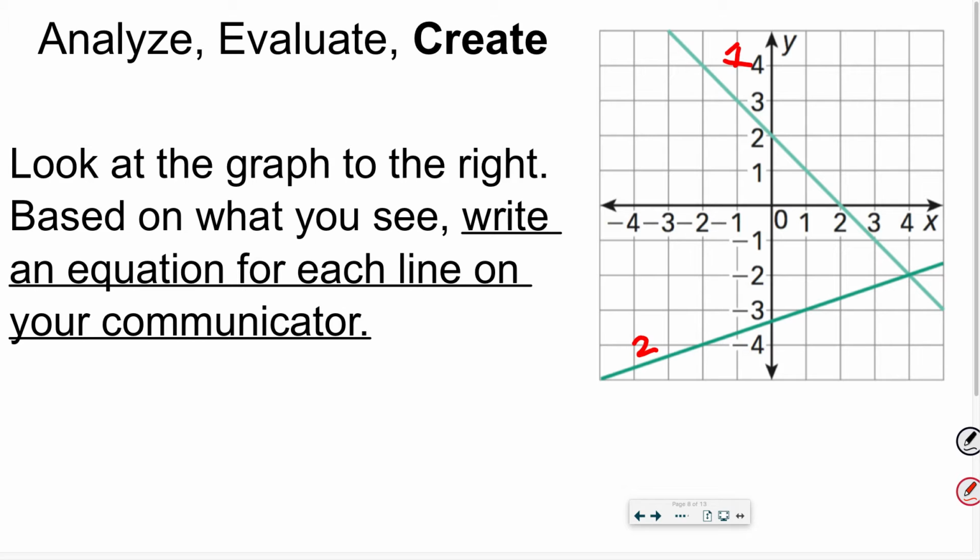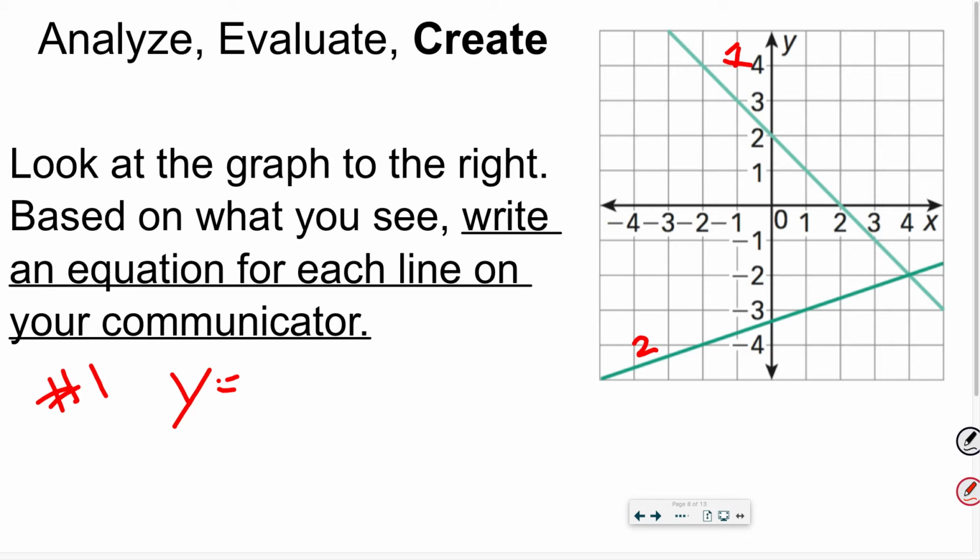What do we think about this first one? Line number 1. What do we get? Good observation. It's decreasing. So what do we know about our slope? It's going to have to be a negative. And how are we going to write our equation? Y equals, alright, that's a good start.